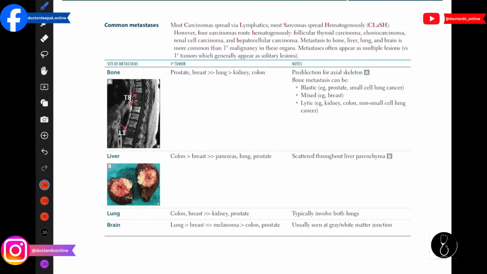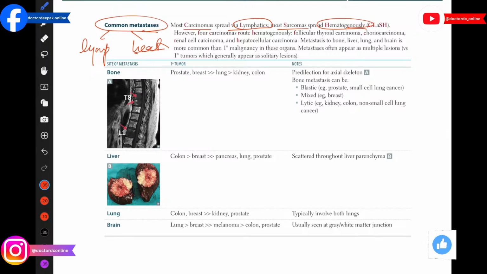Hello, today we are going to study metastases. Metastasis means spread of cancer to other organs from their native site. The most common routes of metastases are lymphatic and hematogenous. Most carcinomas spread via lymphatics and most sarcomas spread via the hematogenous route.